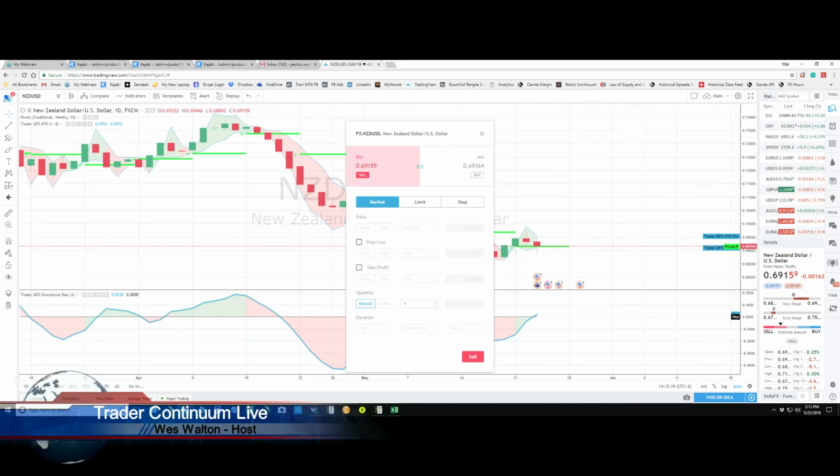create new order. And of course, we want something more like one mini lot, because that's just usually what I use. Want to buy, take profit at 69.85. That's what we came up with. Yeah, 69.85. And a stop loss of 68.40.